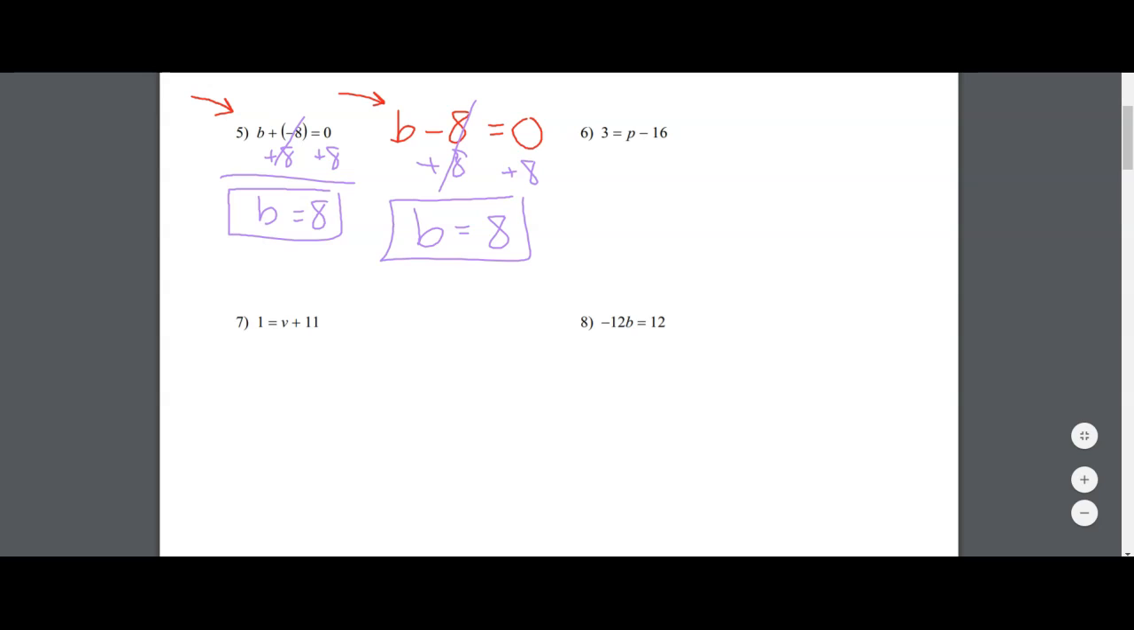Okay, quite a few problems to work through, but these are quick because they are all just one step. If you find yourself doing multiple steps, you're doing too much work. So all of these can be solved with one inverse operation and one only.